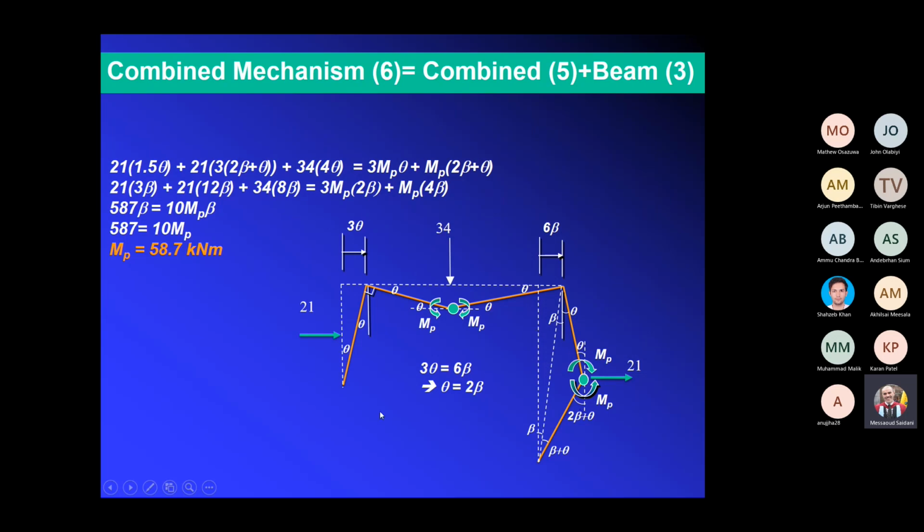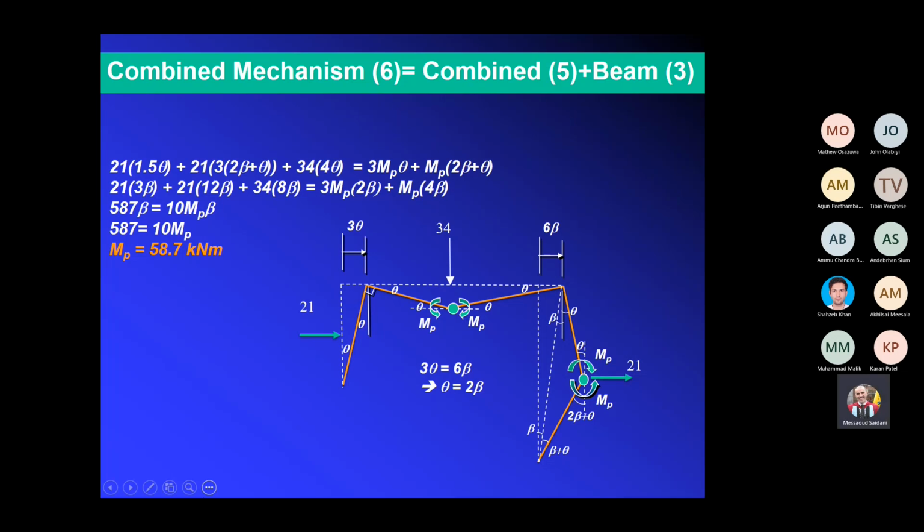Now you can substitute everything as a function of either theta or beta. It doesn't matter. I've done it here as a function of theta, and then simplified the beta. So I have 587 equals 10 mp, which gives mp 58.7 kilonewton meters. As I said, you can use the principle of superposition from the previous ones, and you get exactly the same angle here, beta plus theta.